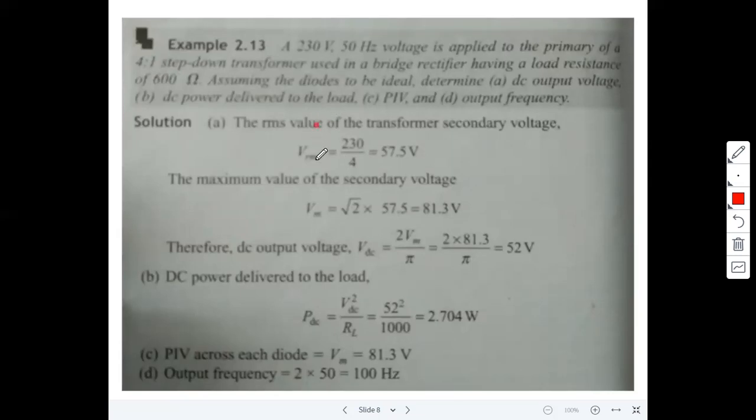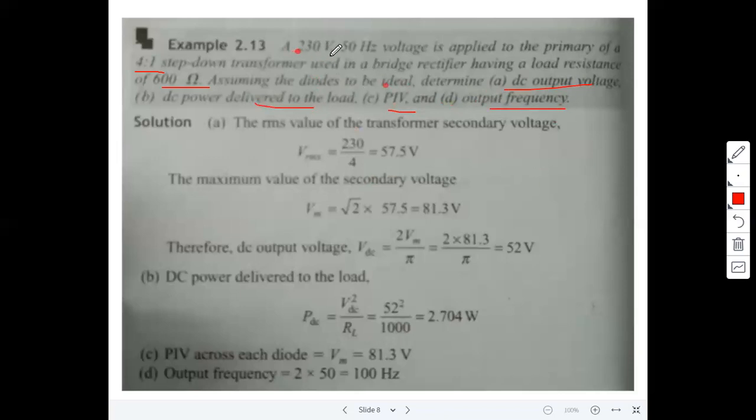Now here what is given is a 230 volts, 50 Hz voltage applied to the primary of a 4 is to 1 step down transformer used in a bridge rectifier having a load resistance of 600 ohms. Given RL is equal to 600 ohms and turns ratio 4 is to 1. First of all, find out the secondary voltage and calculate the parameters: DC output voltage, PIV, DC power, and output frequency.